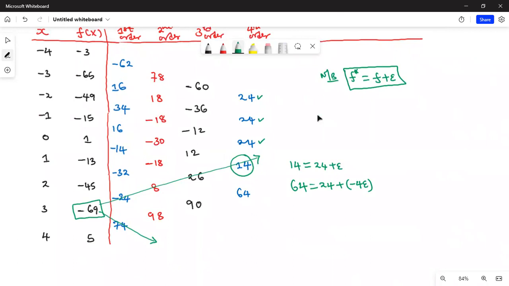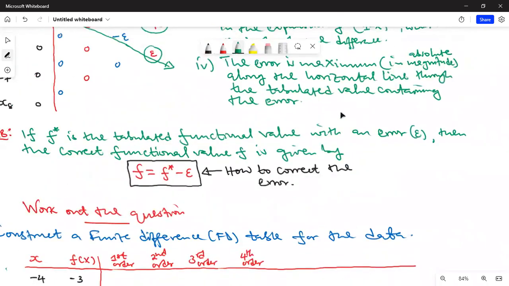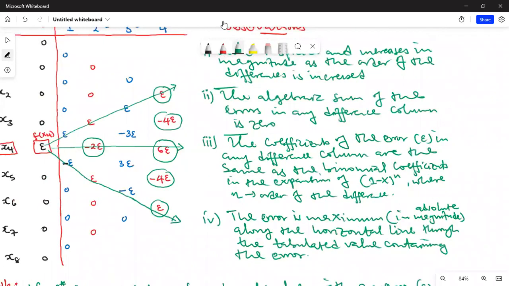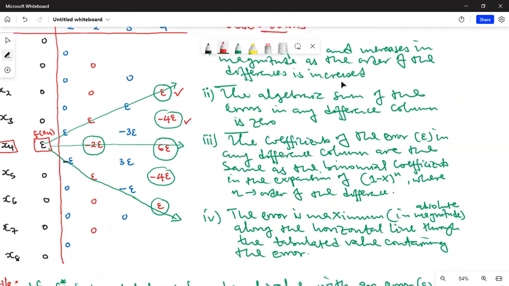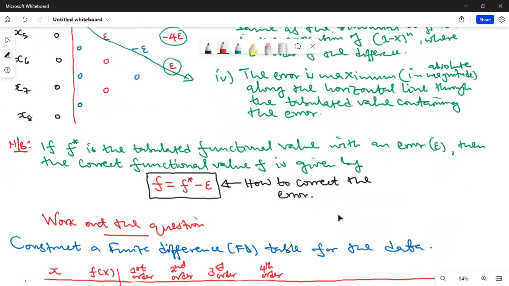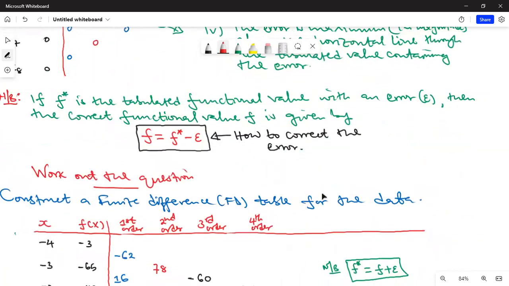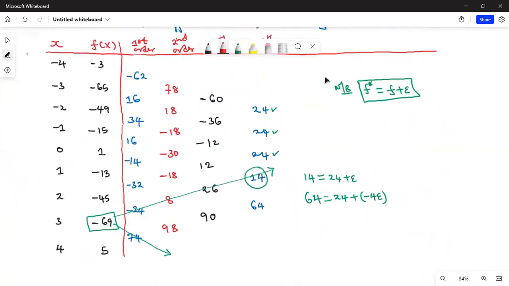Look at here. Look at the fourth column here. You see, we were starting with epsilon. The next was -4 epsilon because the error is growing. It is not a constant, it's growing, it is propagating. That's why it is -4 epsilon. So even if you had another value, it will be plus 6 epsilon, 24 plus 6 epsilon going onwards. But I can see from here, we don't have any other value, so we stop there.